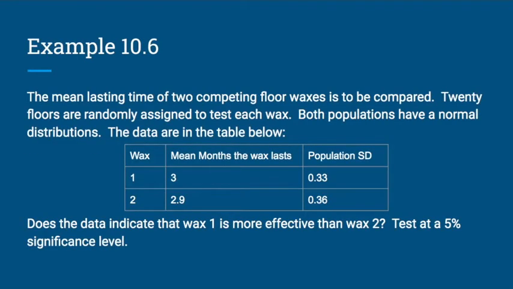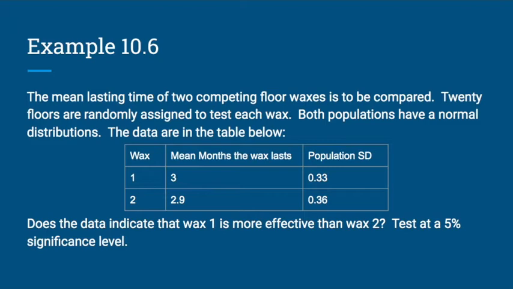Our first example is 10.6, and we're testing two floor waxes. Okay, two competing floor waxes. We want to see which one's better. 20 floors of a building are randomly assigned to test each wax. Both populations have a normal distribution, and then we're given the information from the samples in the table here. So we have wax 1 and wax 2, and we have the mean and population standard deviations for both.